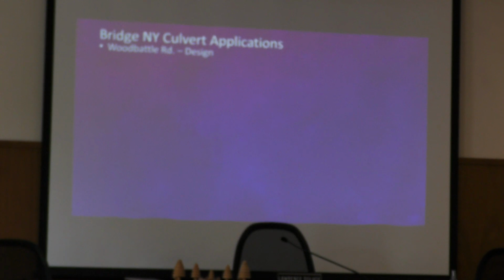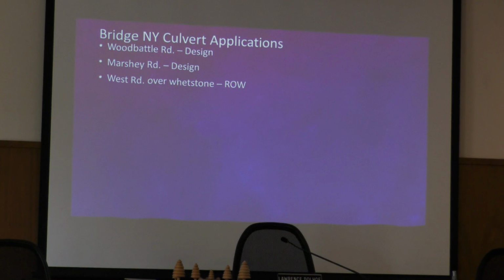So the Bridge New York culvert applications that are currently out there and we're currently doing right now: Wood Battle Road has been funded for design. Marshy Road has been funded for design. West Road over Whetstone Gulf has been designed, and we're waiting on a right-of-way issue. When using federal money, we have to own the right-of-way. We cannot just get an easement. And for that bridge, the West Road over Whetstone Gulf, the land belongs to the federal government because of the park.